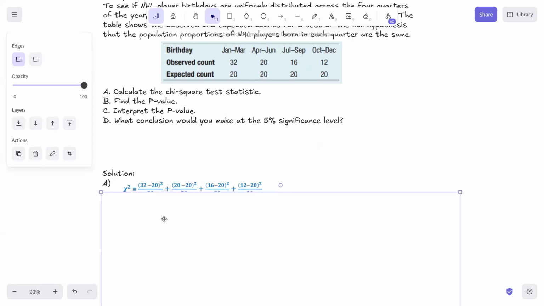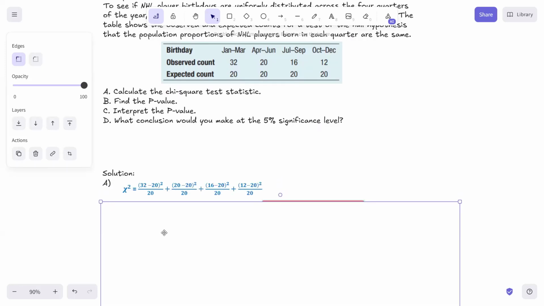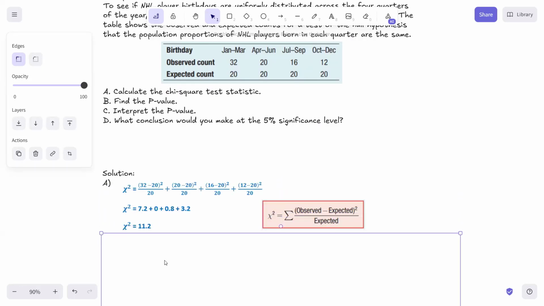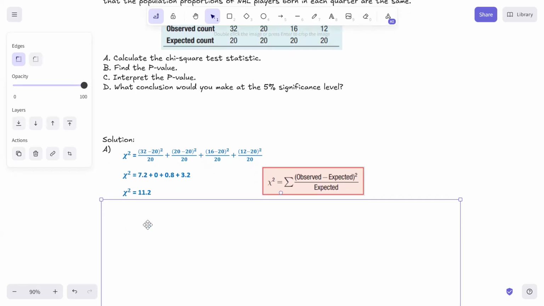Part A, we want to calculate the chi-square test statistic. So we're using this formula of observed minus expected squared divided by the expected. For the first one, you would have 32 minus 20 squared divided by 20. The second one, you'd have 20 minus 20 squared divided by 20, and so forth. You figure out those values, and then you add them up. So our chi-square value for this one is 11.2.